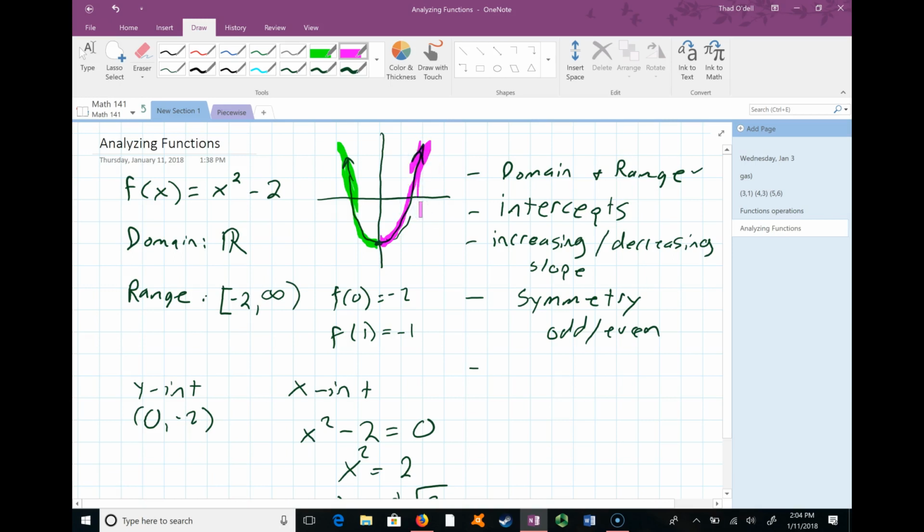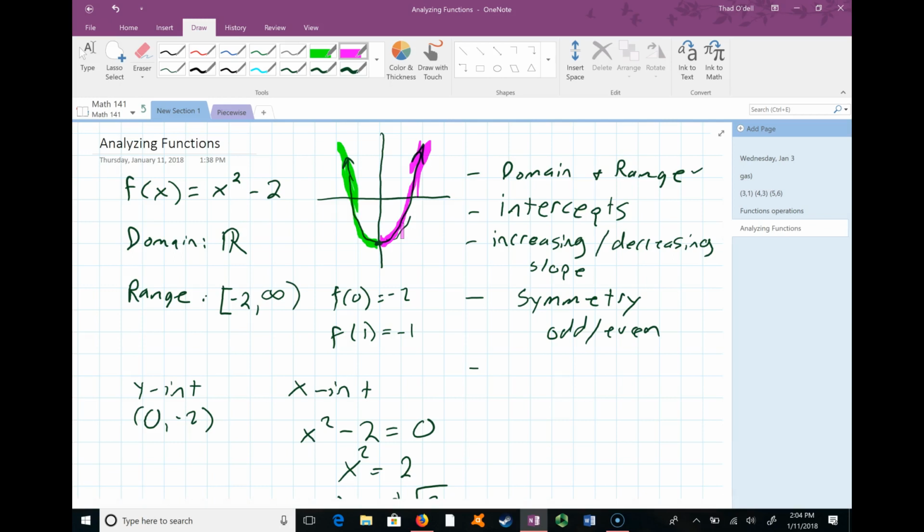So increasing would mean the point to the right of the point I'm looking at is higher. Notice if I pick any point in here, if I go to the right of it, I have to go up to get there. So that's increasing.